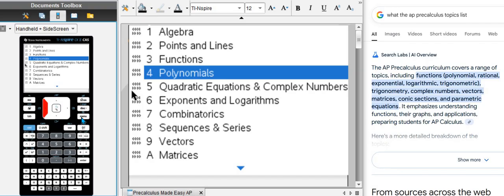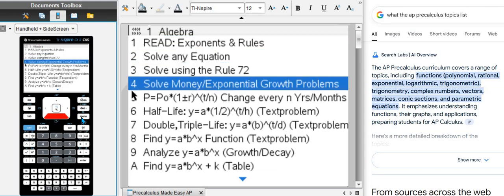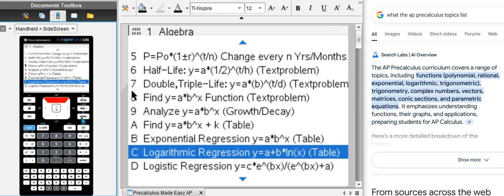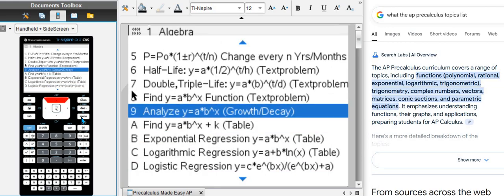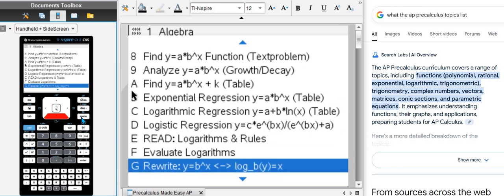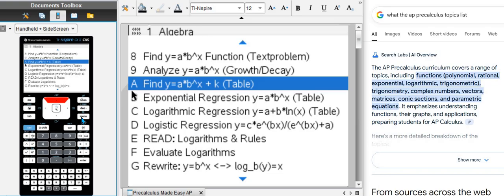For exponents and logarithms, we have also everything that you would ever need. Solving exponential or money growth problems, half-life, triple life. These things probably look familiar to you if you've done this course already. Exponential, logarithmic regression, which you will be doing during the school year.